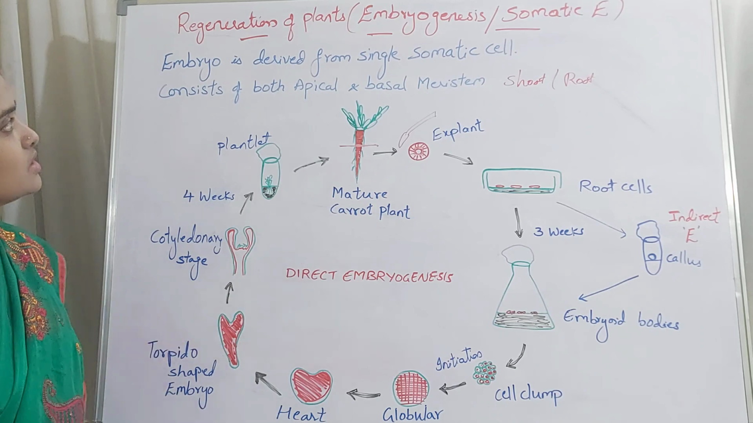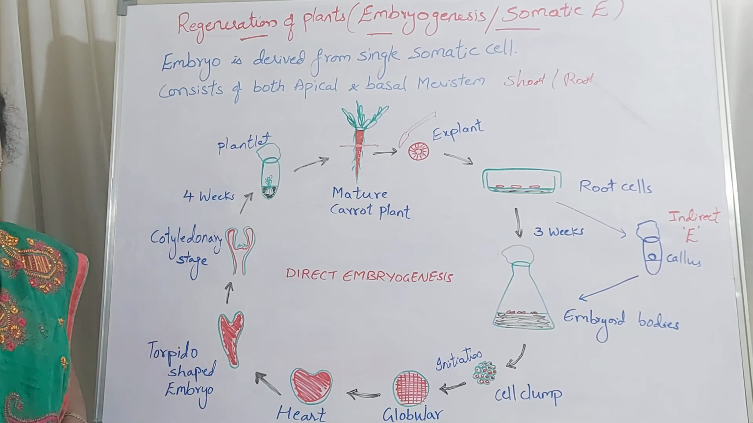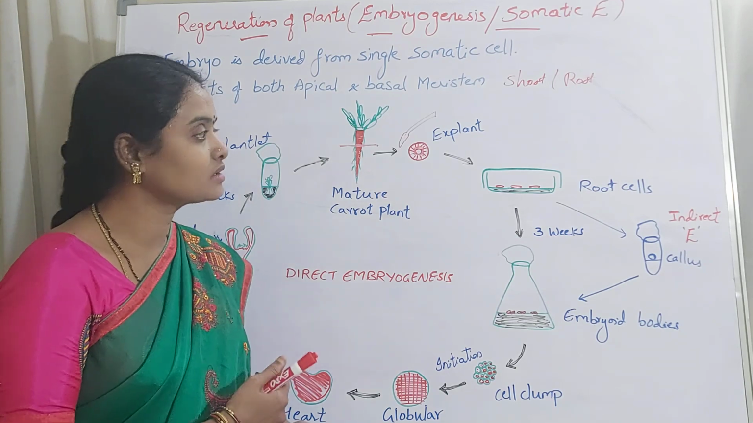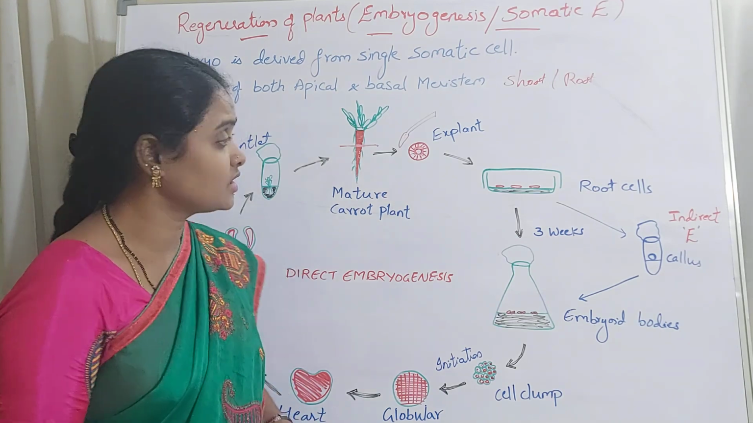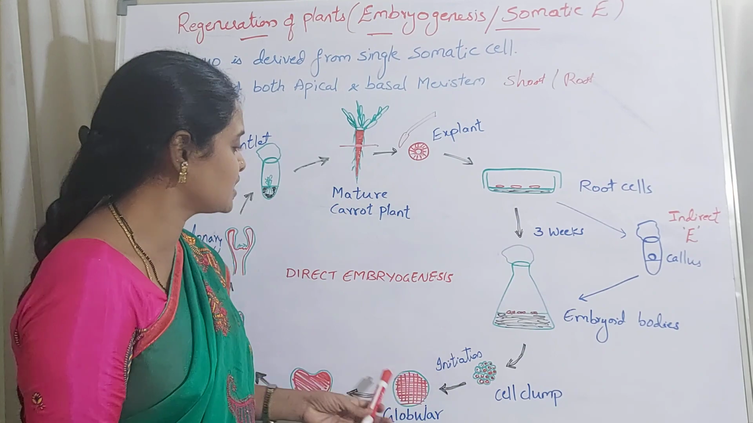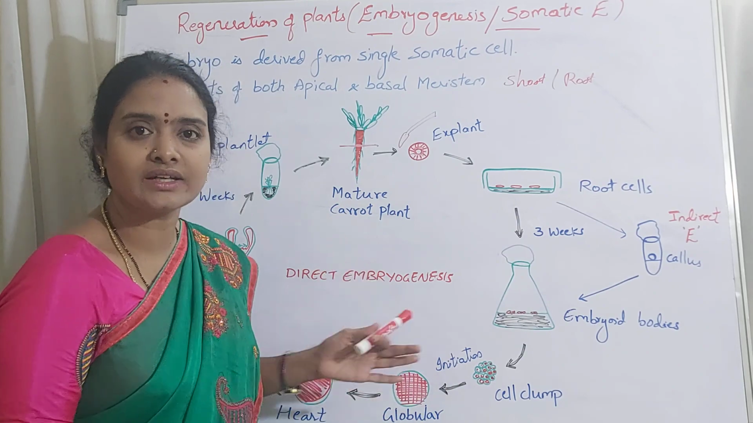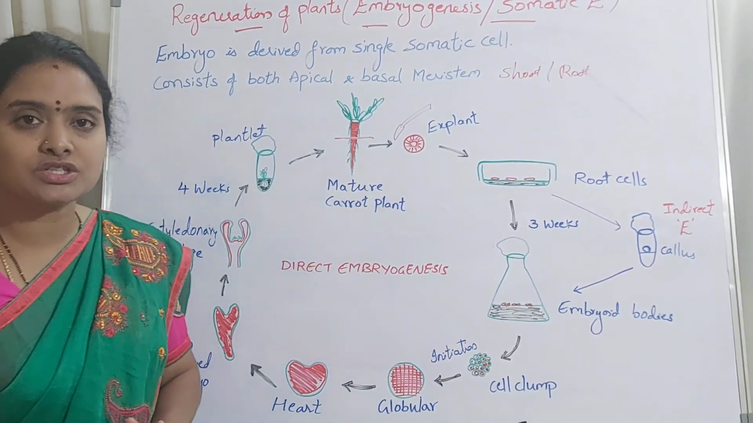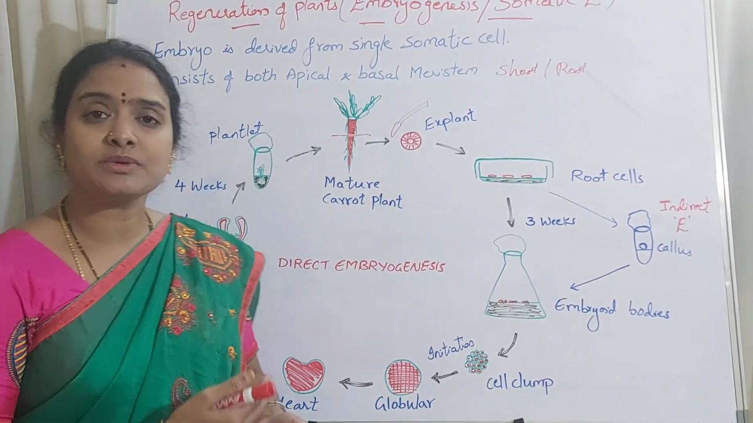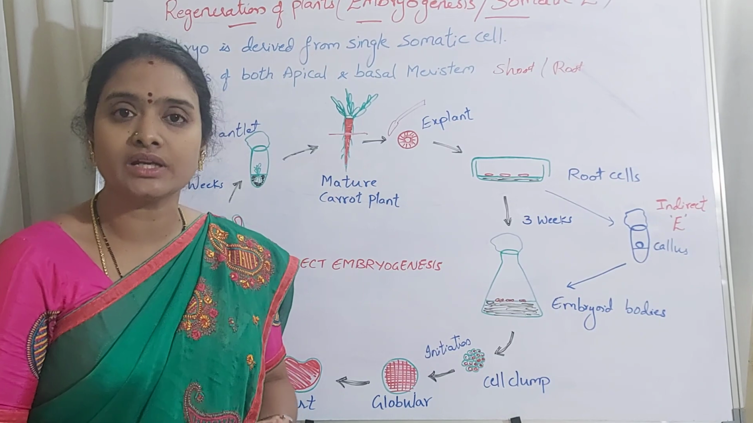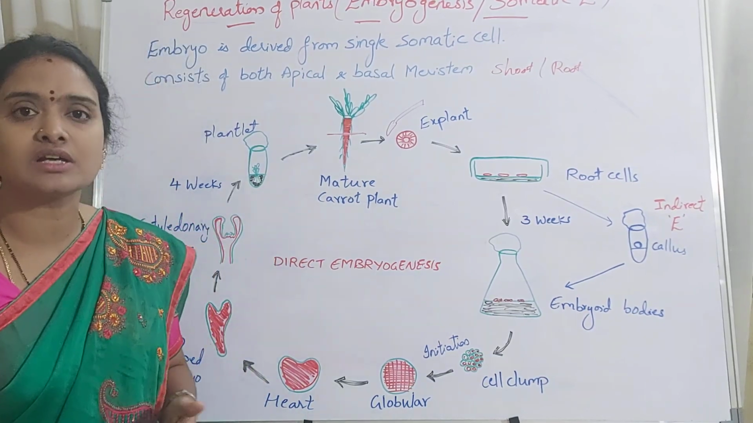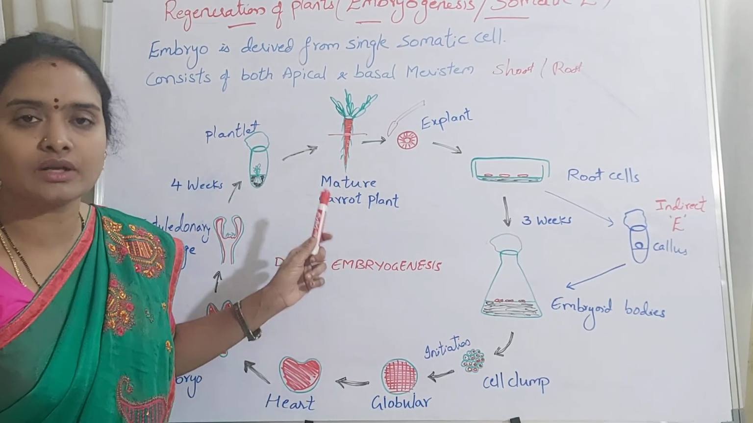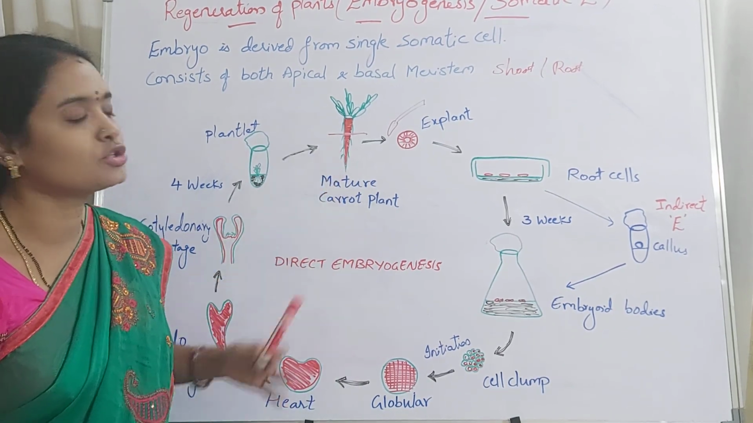Is that clear? This is a very simple process of embryogenesis, but it takes time and you have to maintain completely sterilized conditions, and each and every step is a task. It is not as easy as we explain. In the lab, we must be very careful with the explant, the media composition, and the internal and external environment. Everything must be monitored and maintained. Only then will we succeed in producing the plantlet.